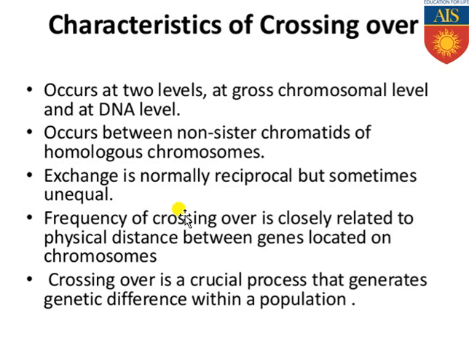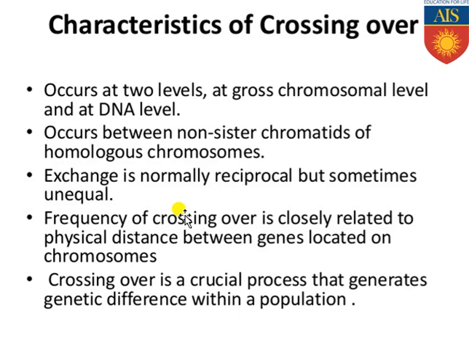Exchange is normally reciprocal but sometimes unequal. Keep in mind, the exchange of genes between non-sister chromatids of the homologous chromosomes is normally reciprocal but sometimes unequal. Unequal why? Suppose from one non-sister chromatid only two genes have gone to the other non-sister chromatid, but from the other, three to four genes have come to the first one. Obviously the number of genes exchanged will not be equal. Frequency of crossing over is closely related to the physical distance between the genes located on the chromosome.